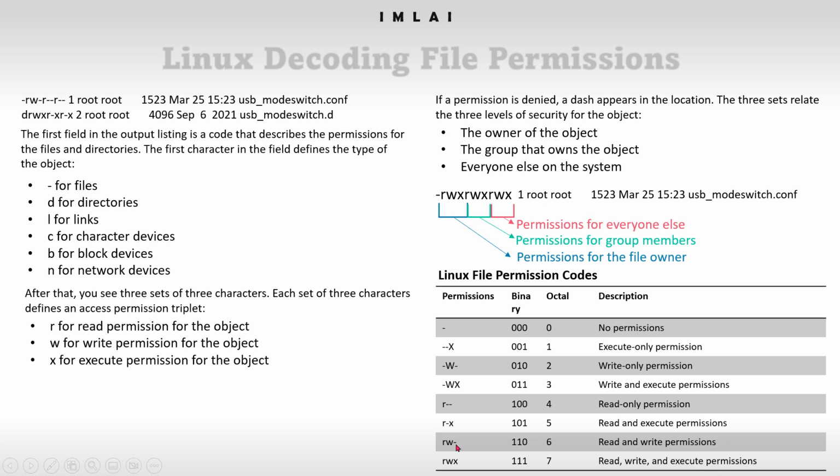RW dash means read and write permission. RWX means all permissions are given: read, write, and execute. Basically, this is in binary form. Of course, we are doing it using these alphabets and dashes. However, the system understands this in a binary form. This is what happens.